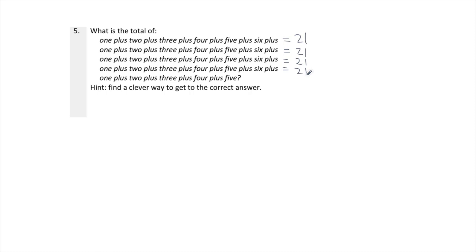Finally, we can solve for the last line. Solving for the last line, we get 15. To figure out what all of this is equal to, we can add up these 5 numbers. So we can do 21 plus 21 plus 21 plus 21 plus 15. And we get 99. So that means the answer to this problem is 99.